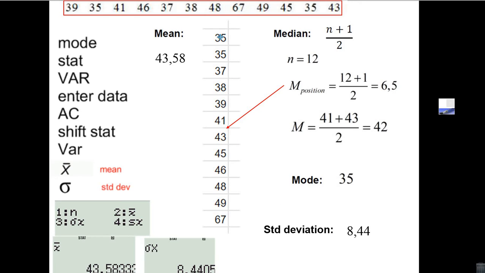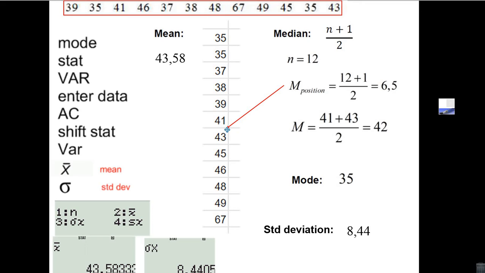Well, what you have to do is order everything from smallest to largest. So you take these 12 scores and order them from 35 and 35, the smallest scores, up to the largest one, 67. Now, how do we find the median? There's a formula that works for it. We take the number of pieces of data we have, add 1 and divide by 2, and we get a special number. It's called the position of the median, 6.5.